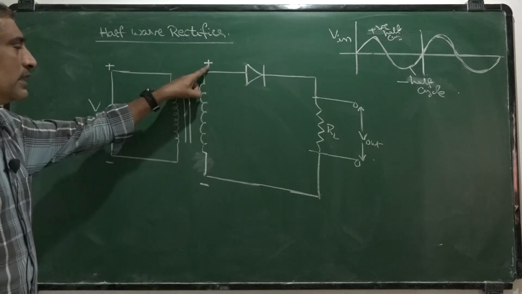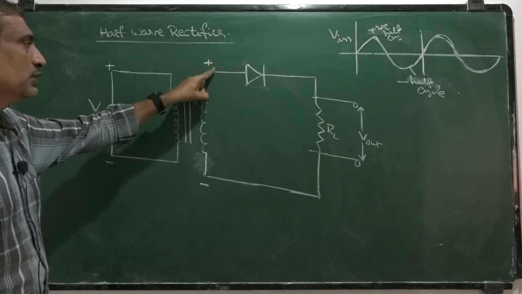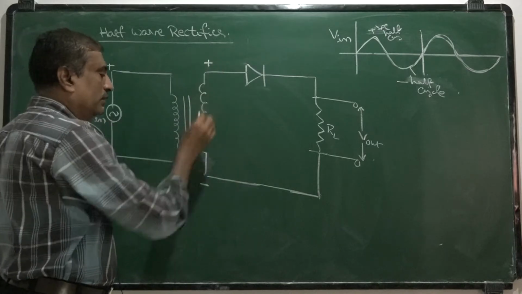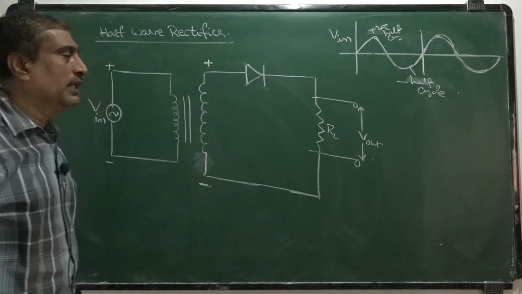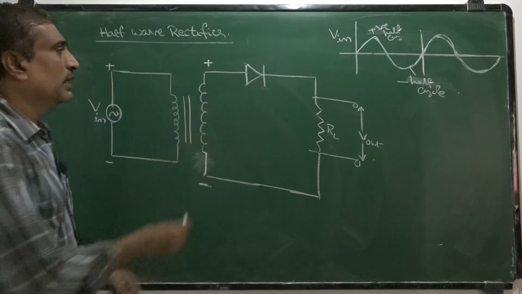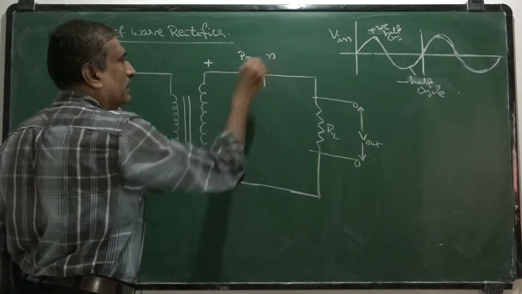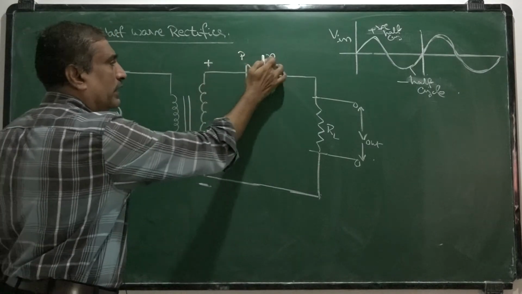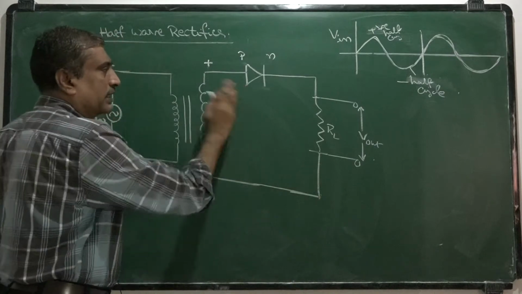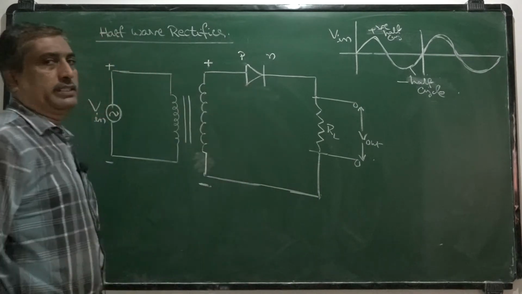Okay. During the positive half cycle, assume that this terminal is positive with respect to this terminal. That means in this PN junction, this is P and this is N. So P is connected to positive, N is connected to negative. That means this diode is in forward bias.